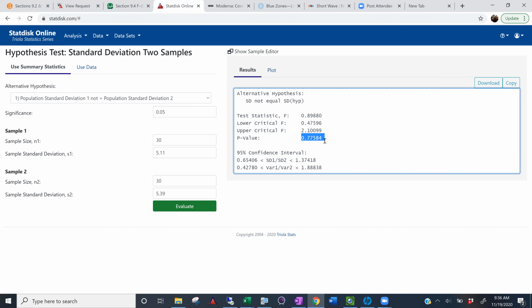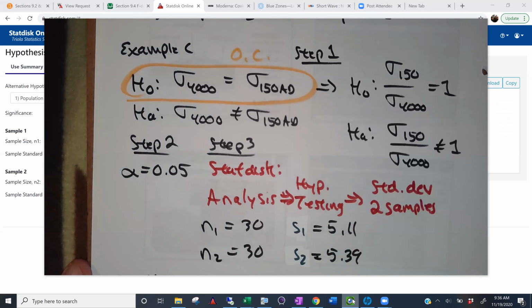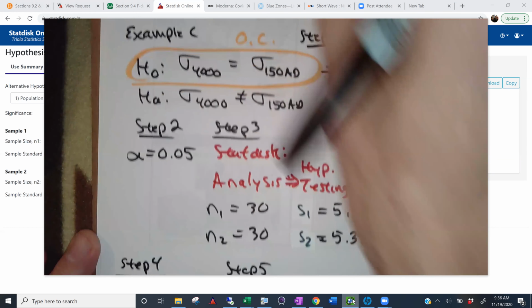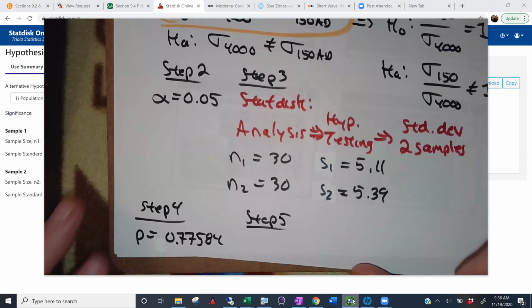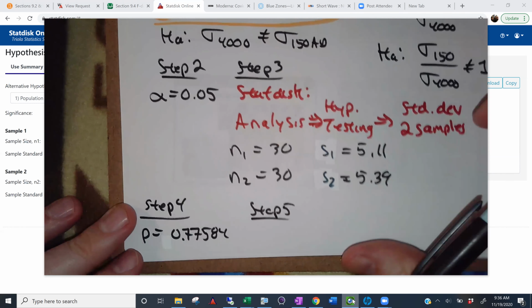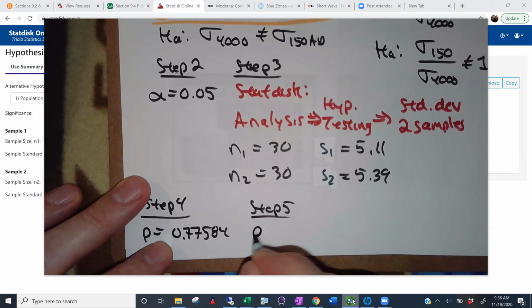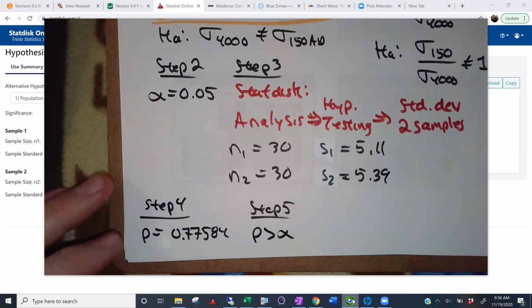And that leads us to step 5. What are we going to conclude in step 5 based on the p-value? The p-value is greater than alpha. Excellent. The p-value is greater than alpha.